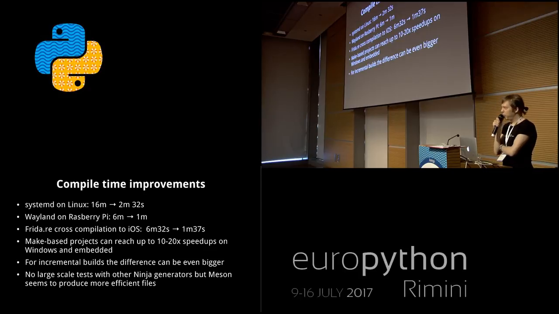And for incremental builds, the difference is even bigger, because there's a bunch of optimizations that we do where we can skip relinking of stuff. And so we haven't done any large-scale tests with other Ninja generators, like CMake, for example, has a Ninja backend. But it seems that we produce slightly more efficient files, but this hasn't been conclusively proven either way.